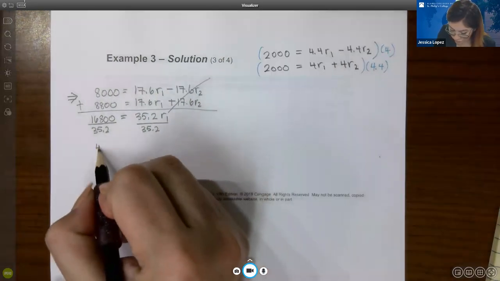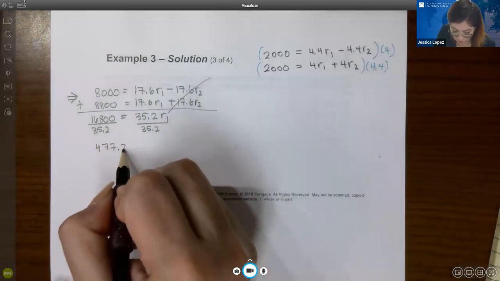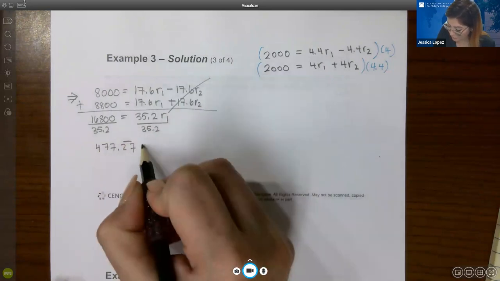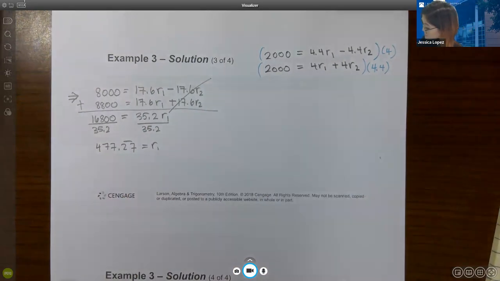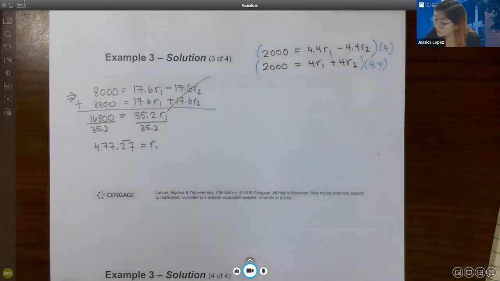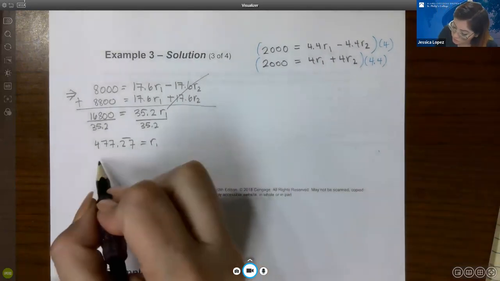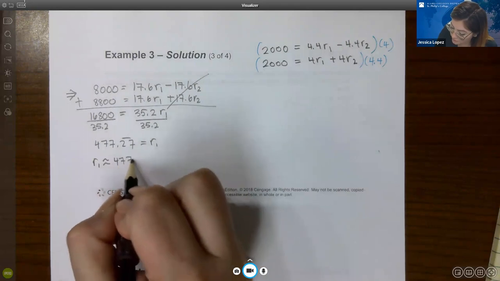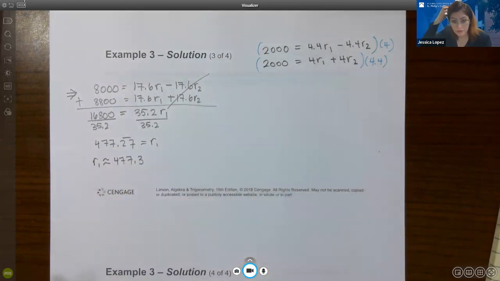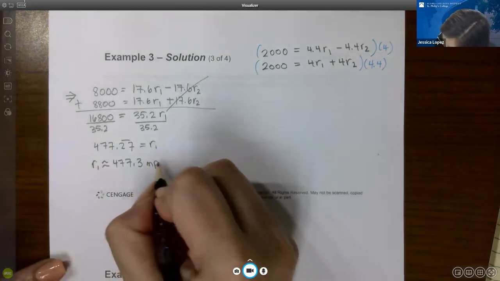And I get 477.27 repeating equal to R1. So I think they normally tell us to round. It does not say what to round to. So I'm just going to round to one decimal place. So this rate 1 is about 477.3. Okay. And remember, it was hours and miles. So this is going to be miles per hour.